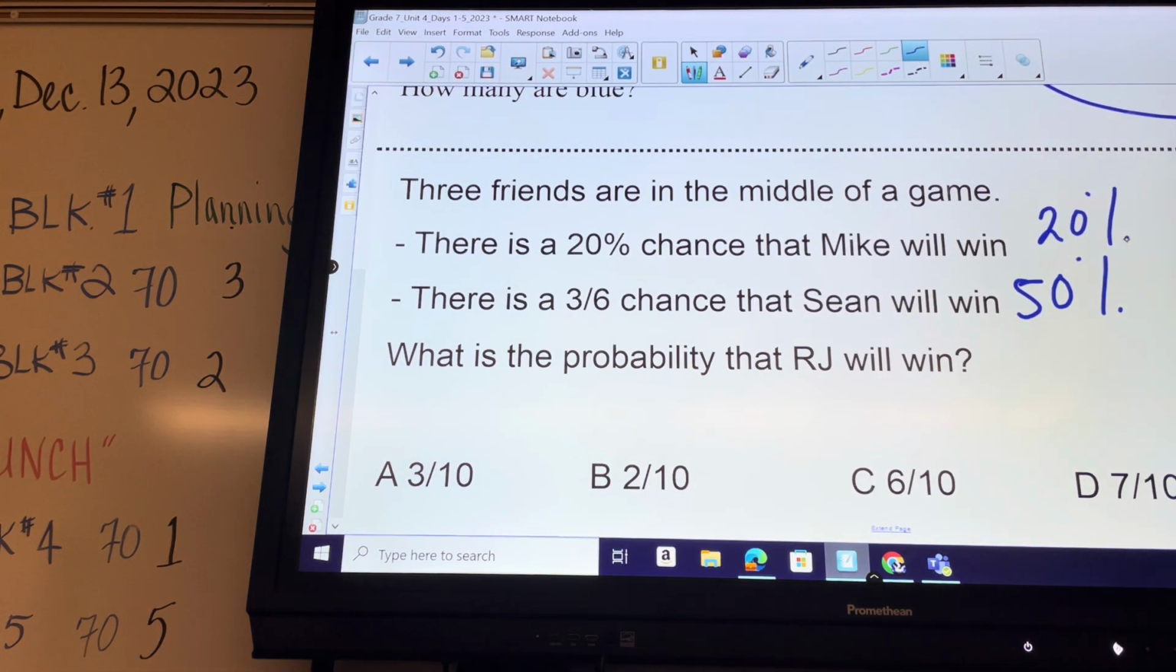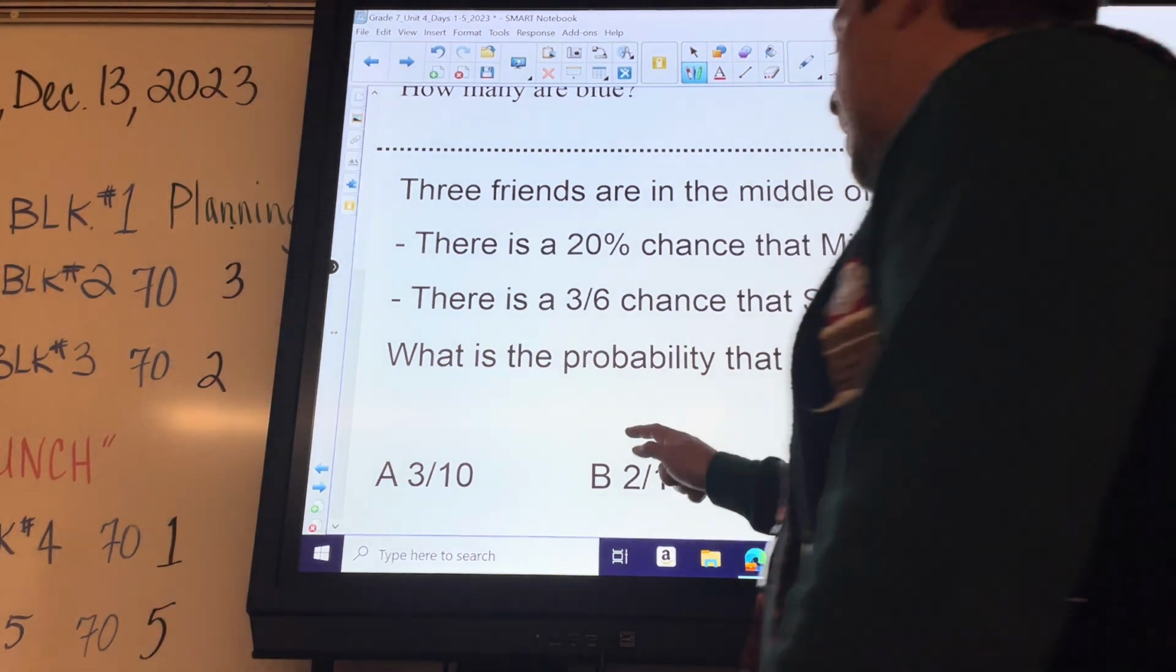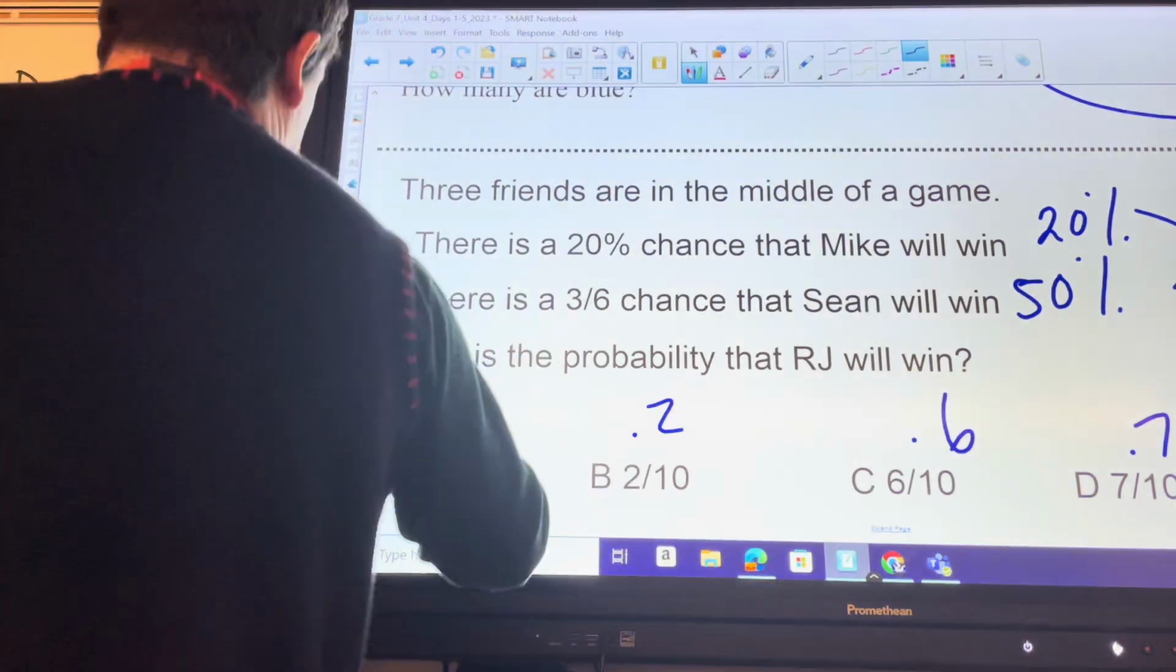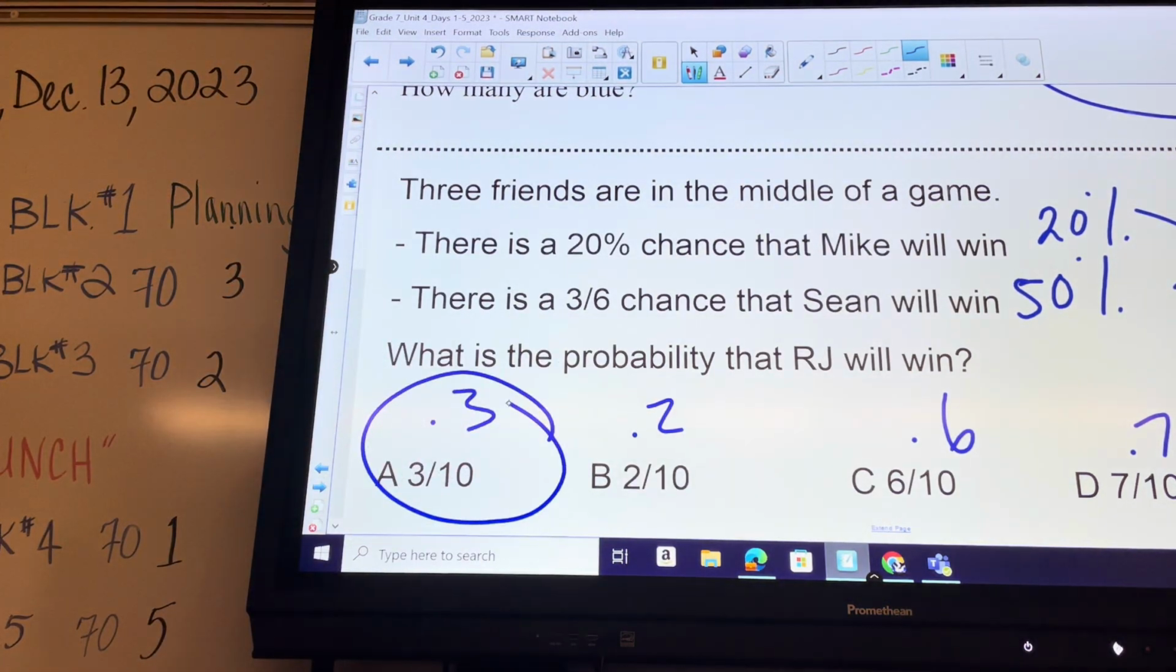Mike's got a 20% chance. Somebody has to win the game. So there's a 100% chance someone wins. So 20 and 50, that is a 70% chance between Mike and Sean, leaving 30% chance for RJ. So then I just go to my Desmos calculator and divide these out. That's 0.7, aka 70. That's 0.6, aka 60. That's 0.2, aka 20. That's 0.3, aka 30%.